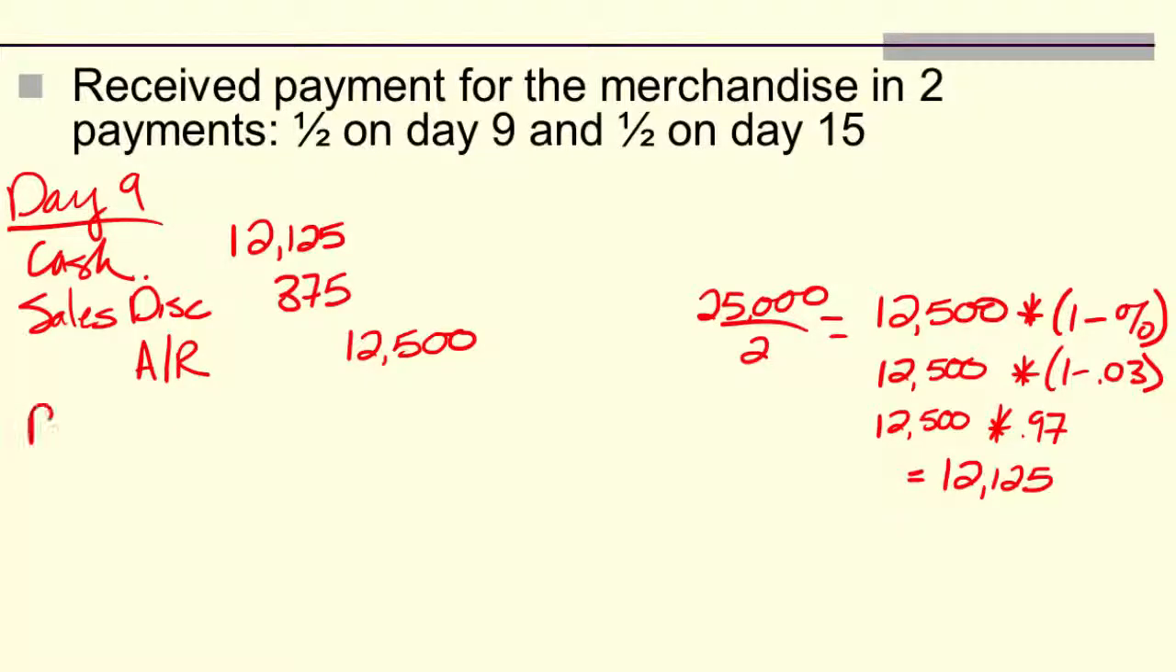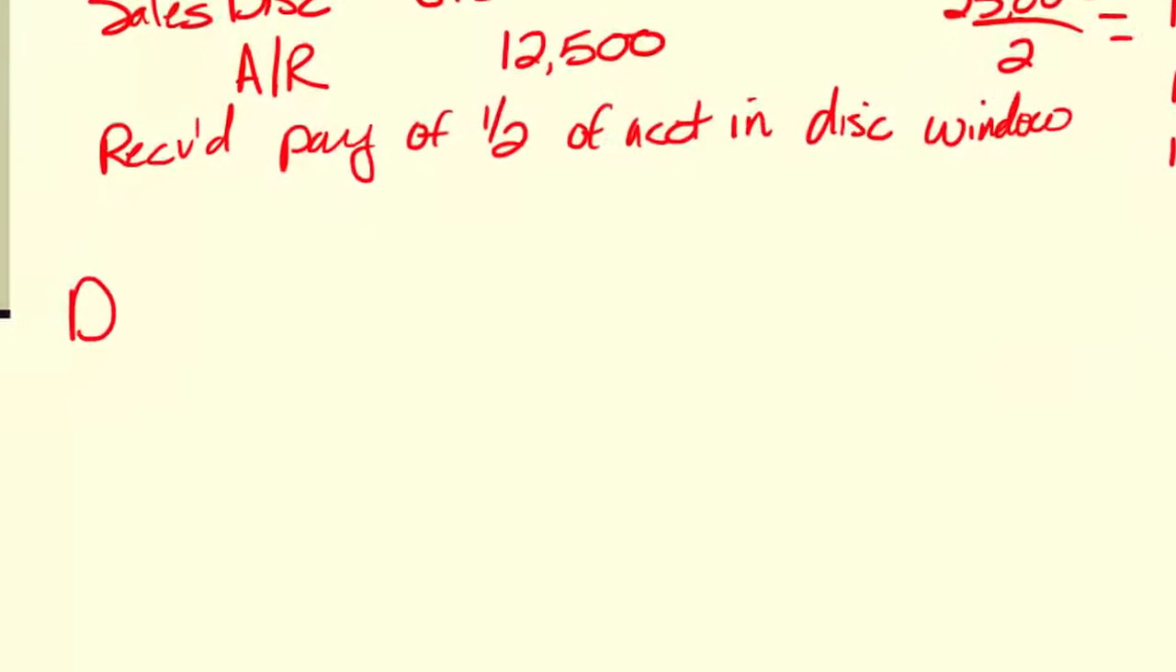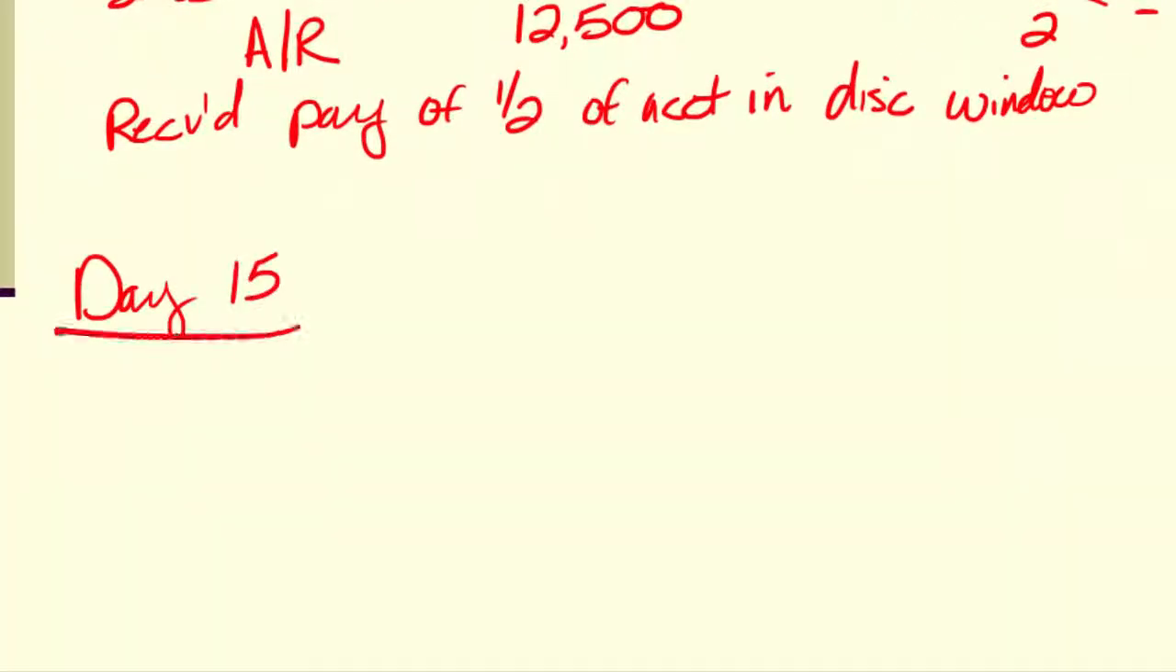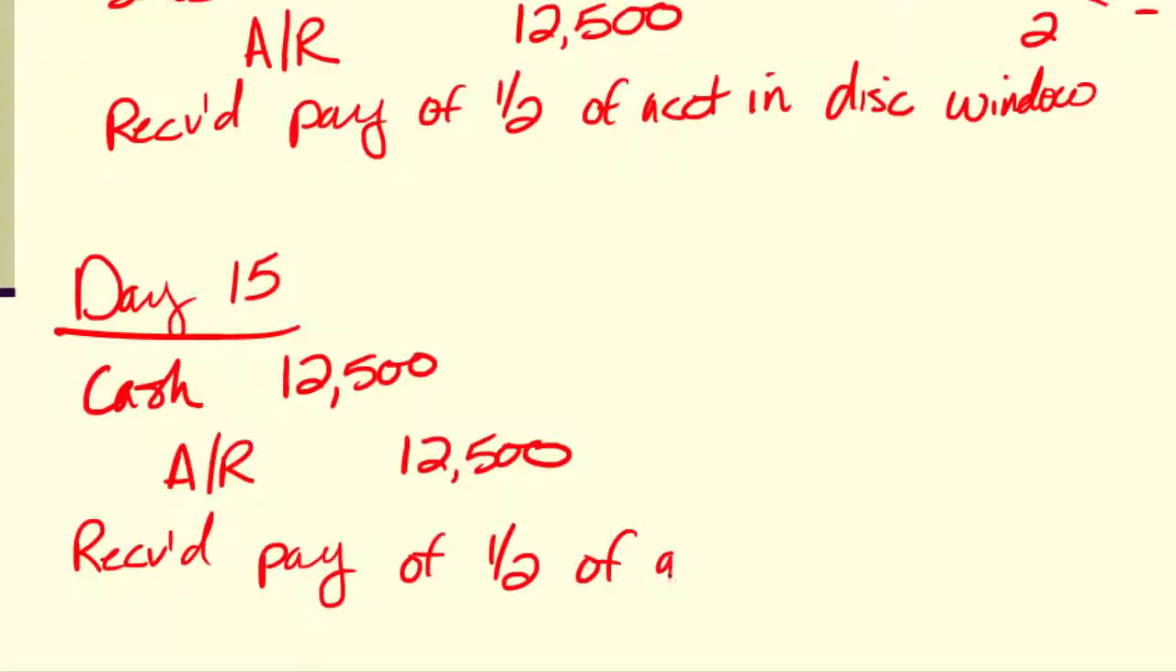This is received payment of 1/2 of account in the discount window. Next, we have the payment on day 15, and in this case they're paying the other half, but now they don't get a discount. So we're going to debit cash by $12,500, credit accounts receivable $12,500, received payment of 1/2 of account.